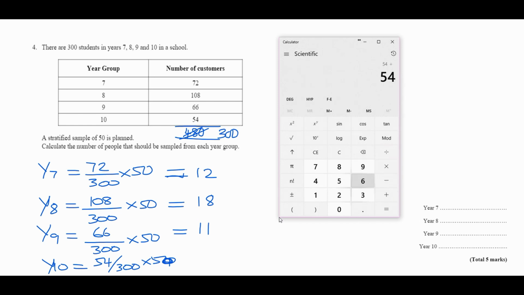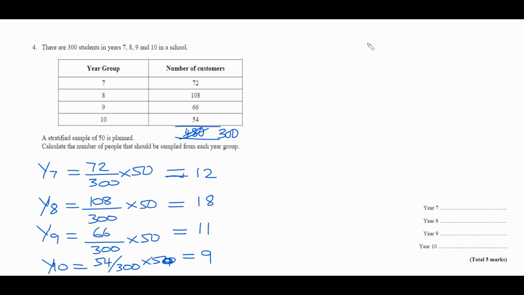54 divide by 300 times 50, and that answer is 9. So 20, 38, 40, 50, that is the answer. So copy it down here, 12, 18, 11 and 9.